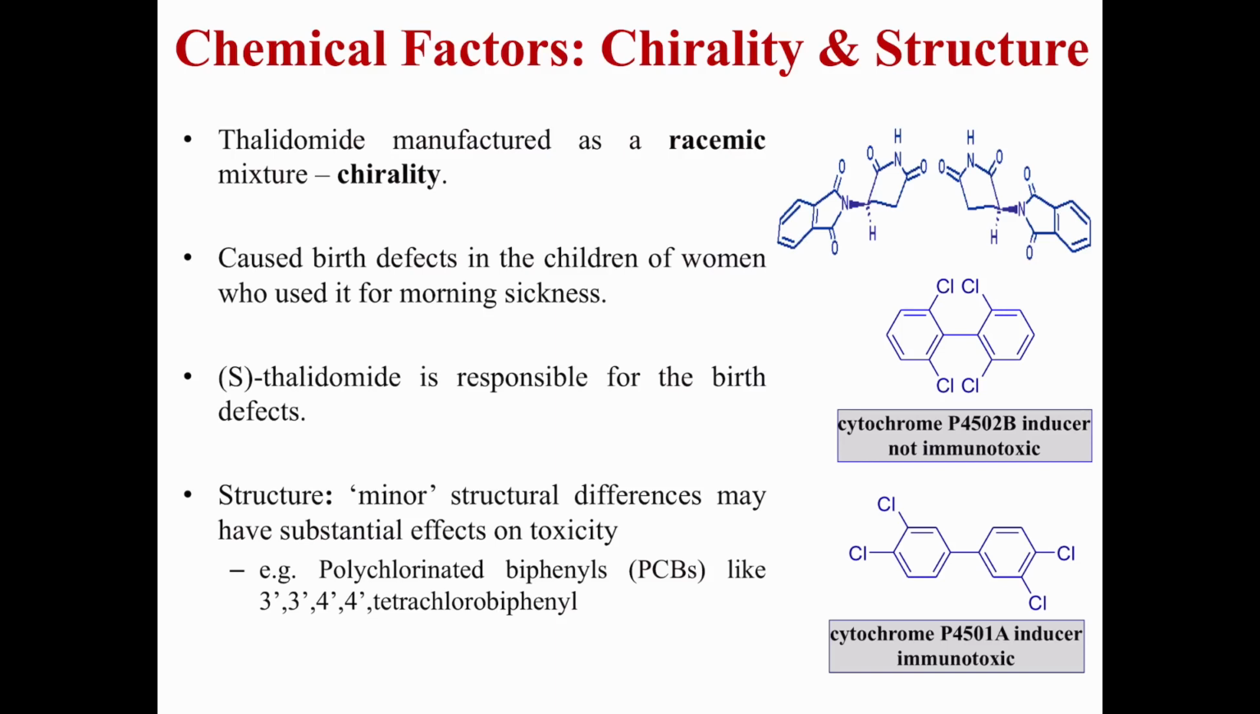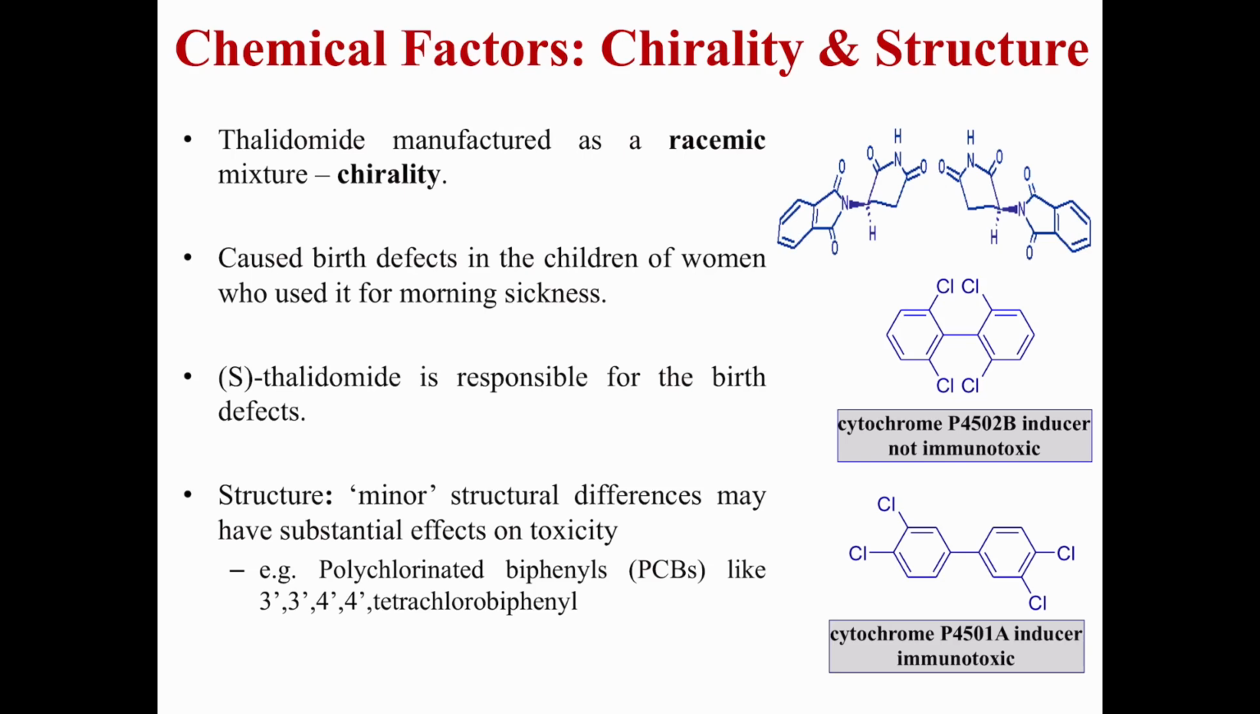A second factor we can consider is the structure and often the chirality of a compound. To illustrate this, we will look at a classic example in thalidomide. Thalidomide was a drug used during the late 1950s for morning sickness. It was manufactured as a racemic mixture, meaning it had both R and S forms, enantiomers of the compound. This caused birth defects in the children of women who used it for morning sickness. The S-thalidomide is the form that was responsible for the birth defects.